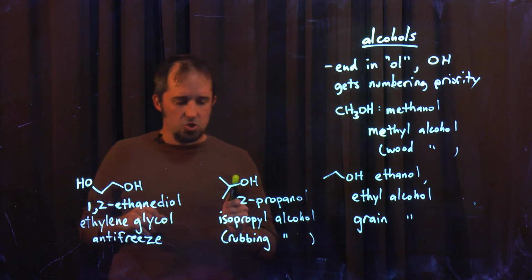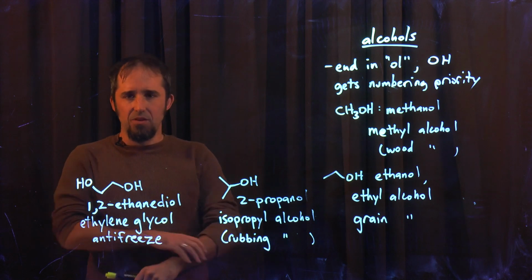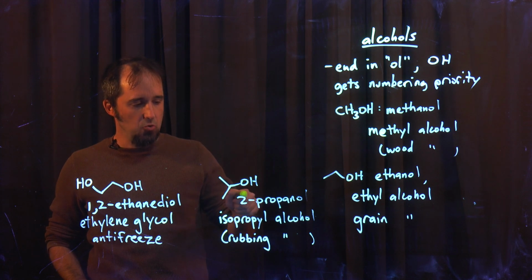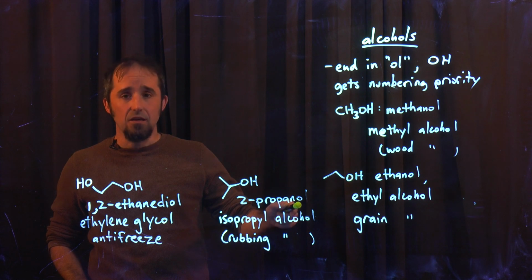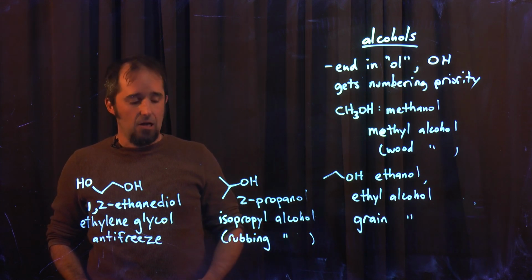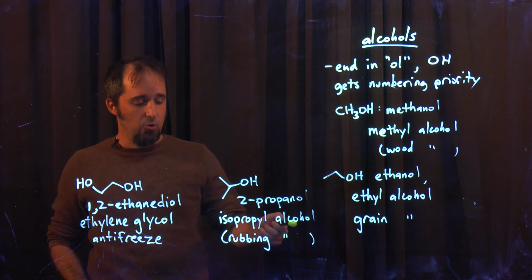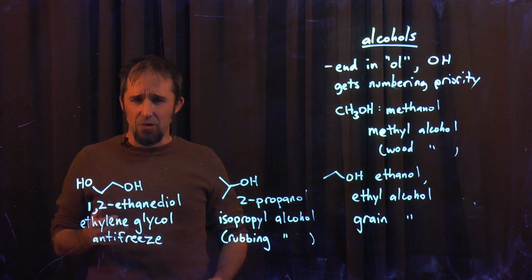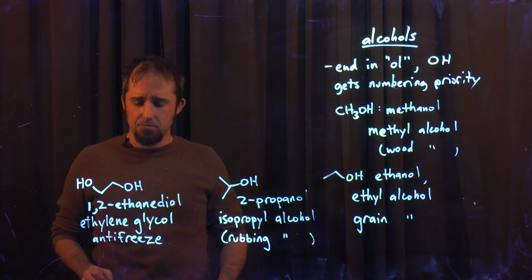Here is 2-propanol. That would be the IUPAC form, right? We'd name the chain, and then the alcohol is on carbon 2, so it's 2. And propanol, notice it ends in "ol". There's no E here, so 2-propanol. Common name, isopropyl alcohol. This is rubbing alcohol. You might use it as a disinfectant or other stuff.